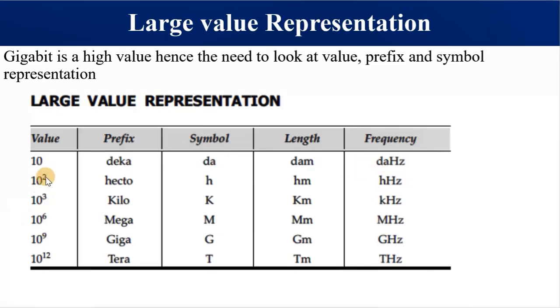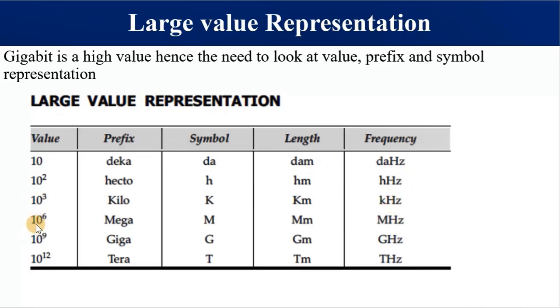10 to the power 2 gives us a value of 100, and we call this hecto, and the symbol is small letter h, and this is how you represent the frequency of this value. 10 to the power 3 is 1000, and the prefix for this is kilo. The symbol is capital letter K. The length will be in kilometers, and in frequency it's kilohertz. So 1000 hertz is in short represented as 1 kilohertz.